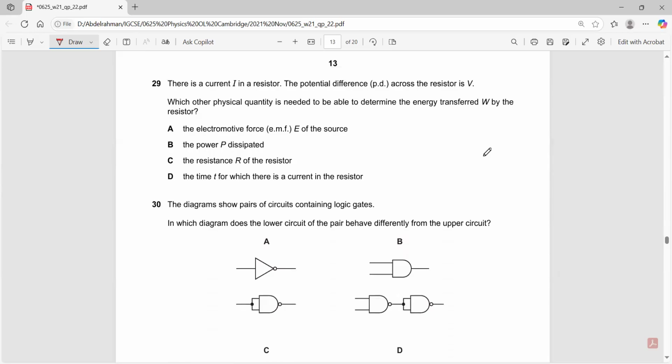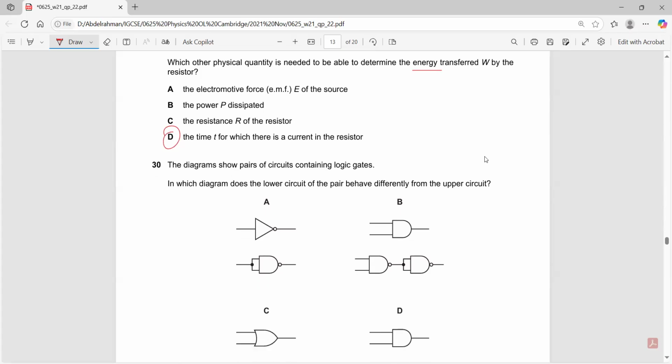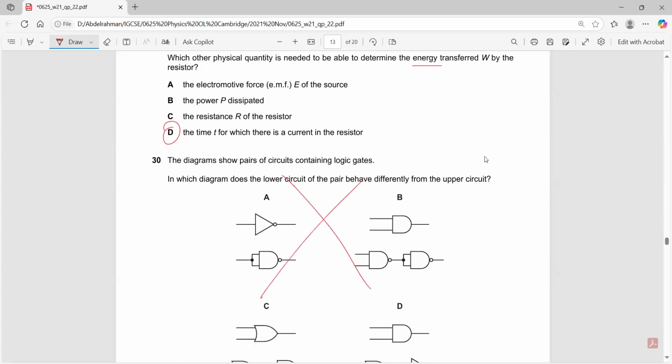There is a current I in a resistor. The potential difference is V. Which other physical quantity is needed to be able to determine the energy? E equals what? E equals VIT. So we need the time. Question 30 is cancelled, definitely.